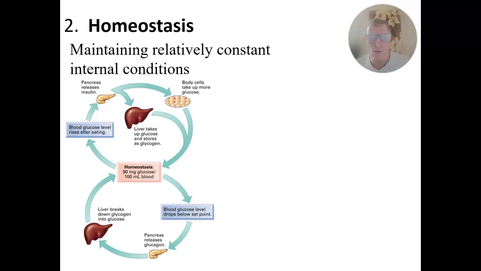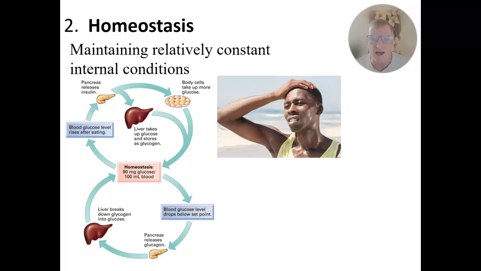When your blood sugar gets low, your pancreas produces another compound called glucagon, and that causes the liver, muscle cells to metabolize and release that glucose into the blood and keep your blood levels high.